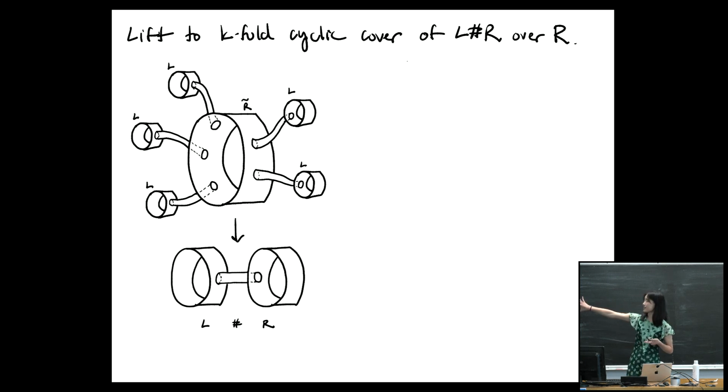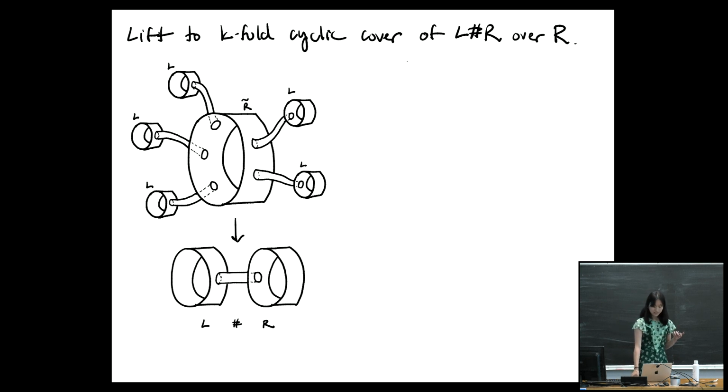So this is a two-dimensional analog of that. Here I have S1 cross B1s playing the role of my S1 cross B3s. And the cover is going to be some connect sum of k plus 1 S1 cross B3s, where you have one long S1 cross B3, R tilde, that covers R, and then k orbiting S1 cross B3s that cover L.